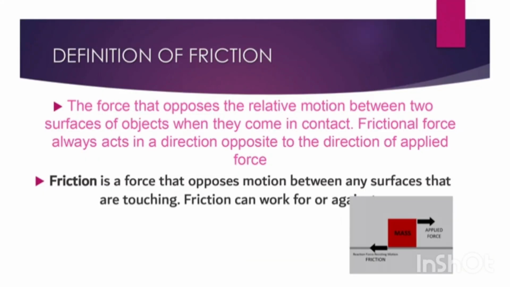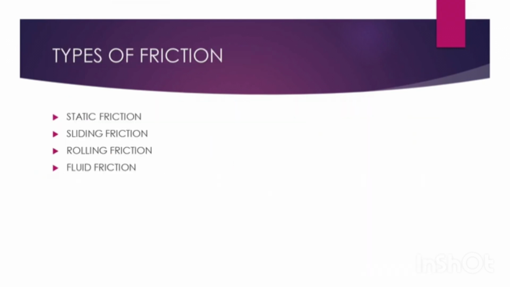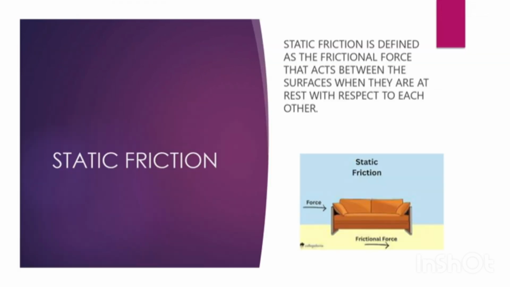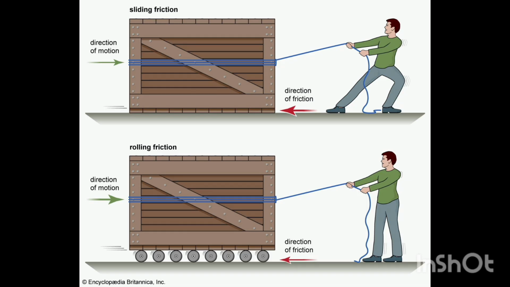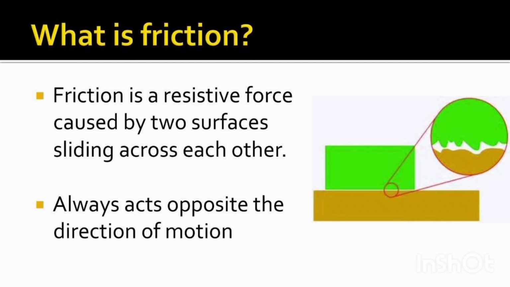Friction is the force that opposes the motion of a solid object over another. There are mainly four types of friction: static friction, sliding friction, rolling friction, and fluid friction. Before going to the types of friction, I would like to explain more about friction. Friction is nothing but a force which opposes the motion of an object.